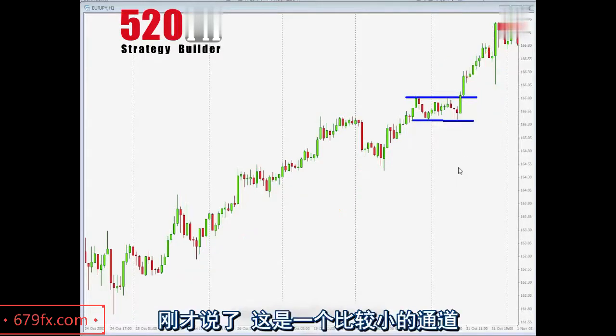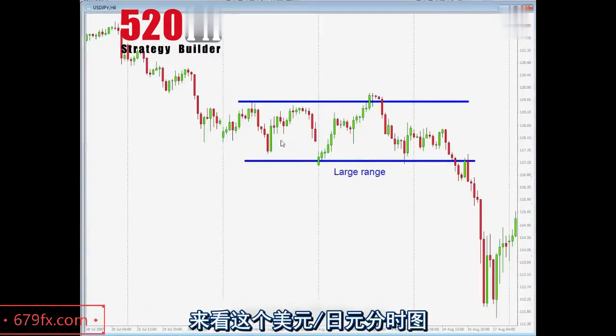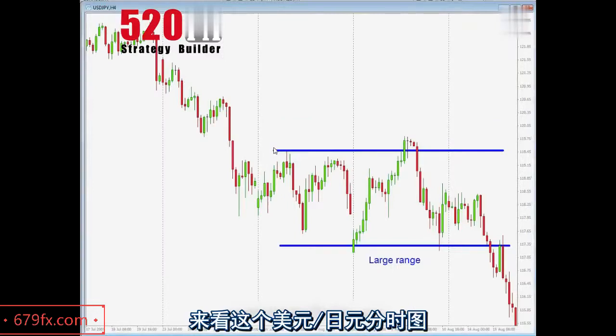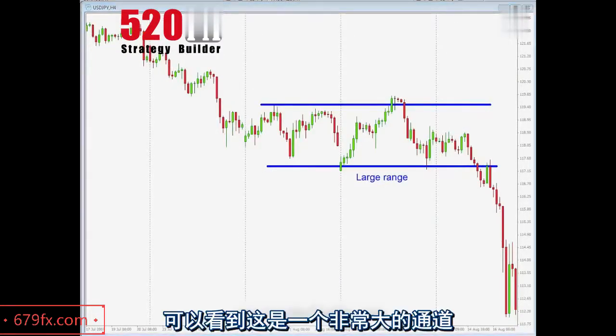All right. Before, I was telling you that this is a rather small range. Now I'm going to show you another chart where we can see a much larger range. I'm showing you right now the USD against the JPY, the Japanese yen chart. As you can see, this is a much larger range.